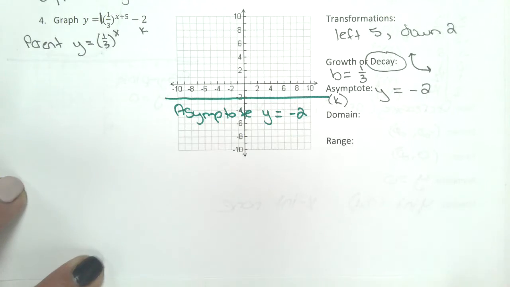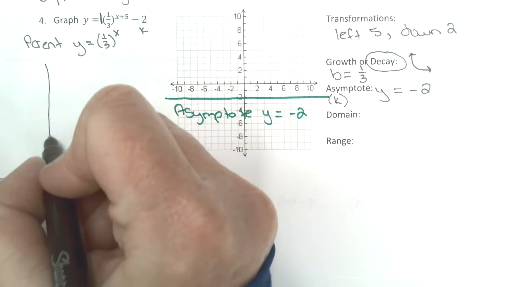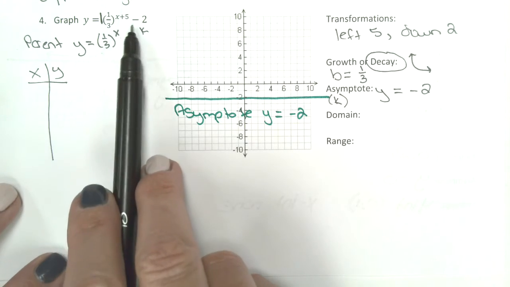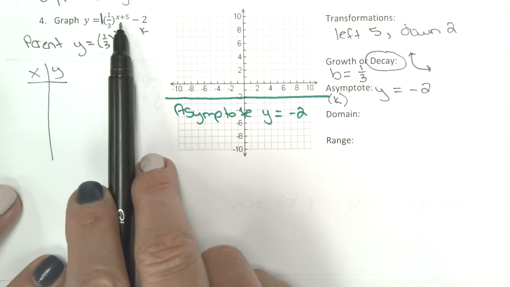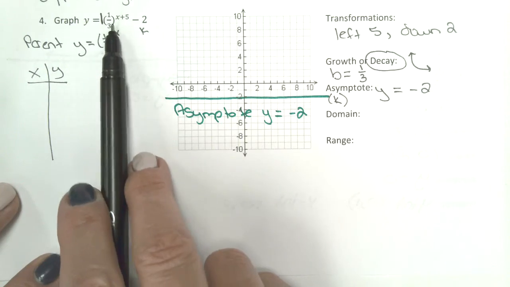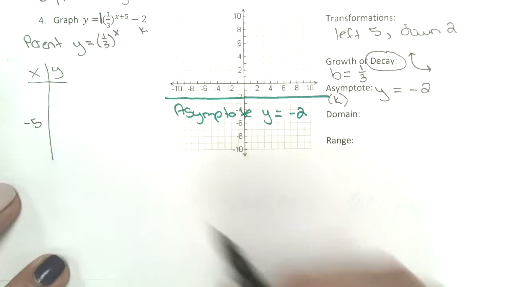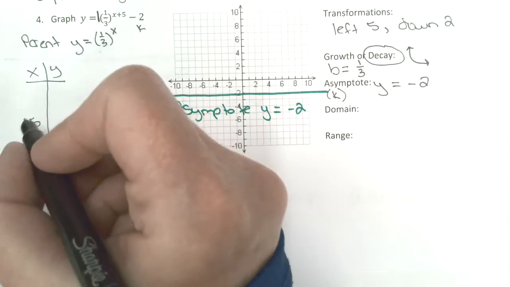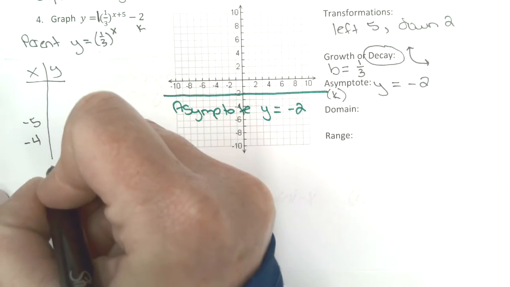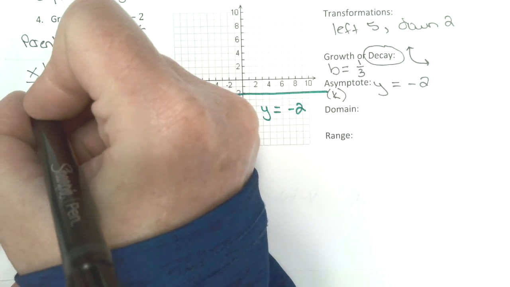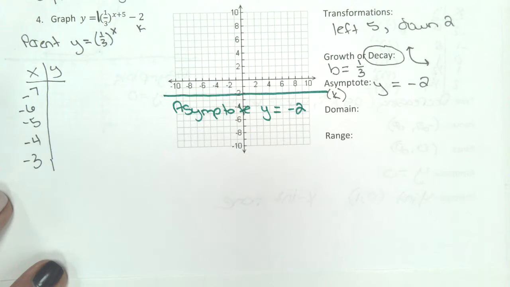All right, let's make a table of values and graph this function. All right, so my middle value of x is whatever it takes to make this exponent add up to 0. So negative 5 plus 5 equals 0. So negative 5 is my middle value. And then from there, I'm going to choose values that are bigger, bigger, smaller, and smaller.